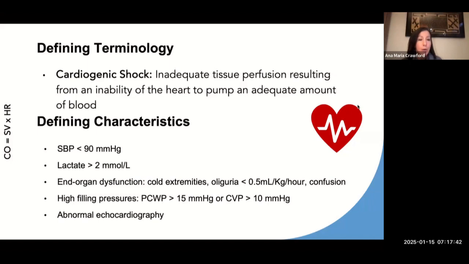You'll also see in cardiogenic shock high filling pressure. So this can be measured with central venous pressures that are greater than 10 or a pulmonary capillary wedge pressure that is greater than 15 millimeters of mercury. So we can talk a little bit more about high filling pressures in a bit. And then additionally, you may see abnormal cardiac contractility or valve problems or other things, and you can use echocardiography to look for those pathologies.